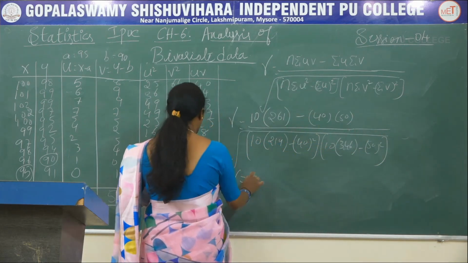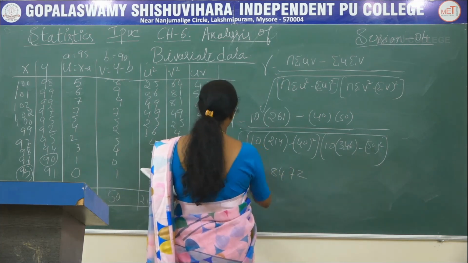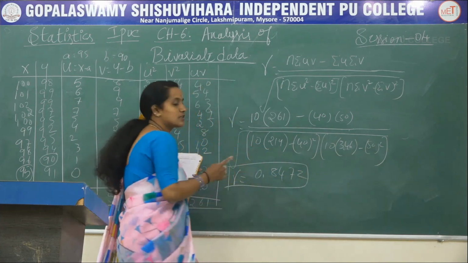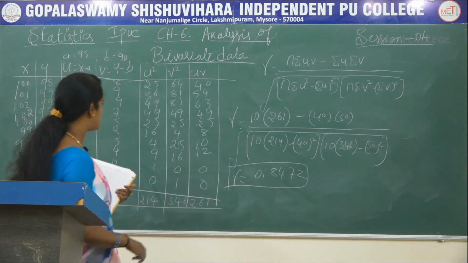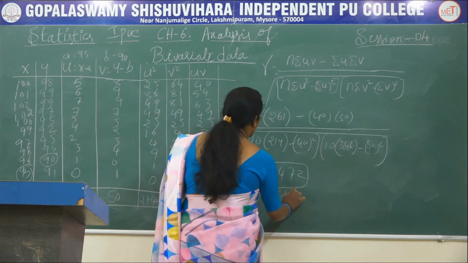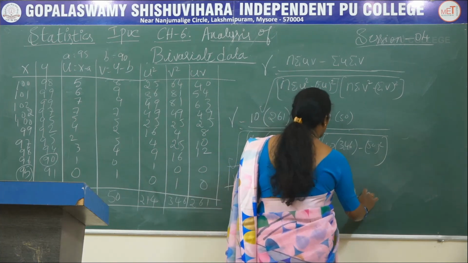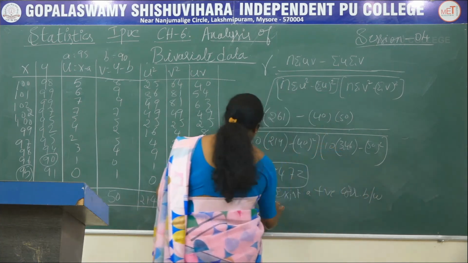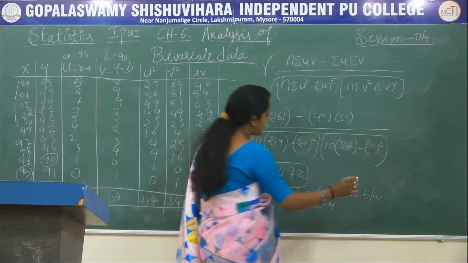After simplification this value is 0.8472. Here this is a positive value and there exists a positive correlation between the variables.